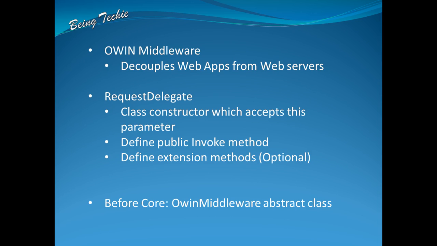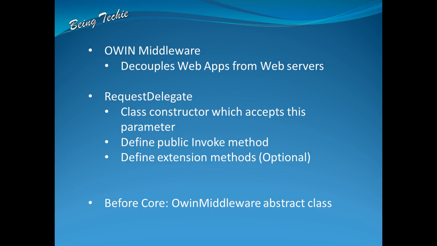Katana is a set of assemblies which we used to refer in our solution, and it used to have an abstract class called OWIN Middleware. So any custom middleware component must implement this class and also provide an implementation to some of the base class methods. Coming to ASP.NET Core, this has been changed.